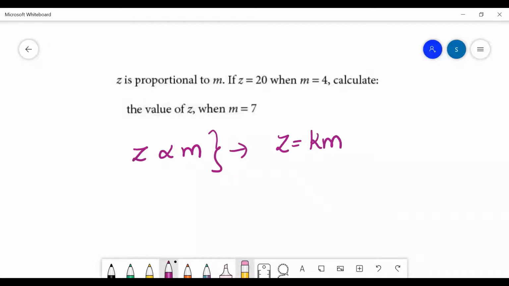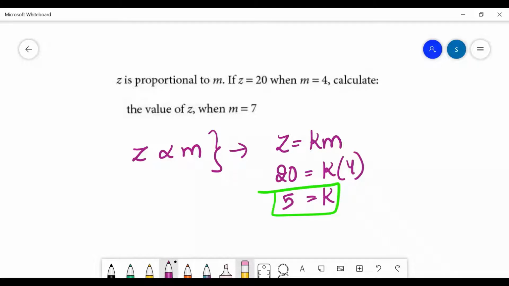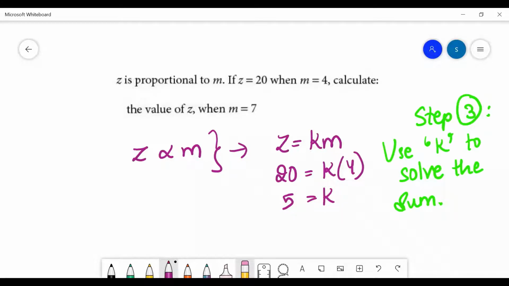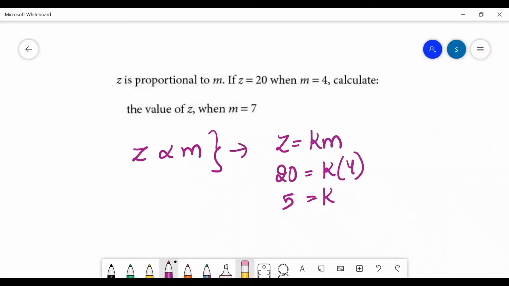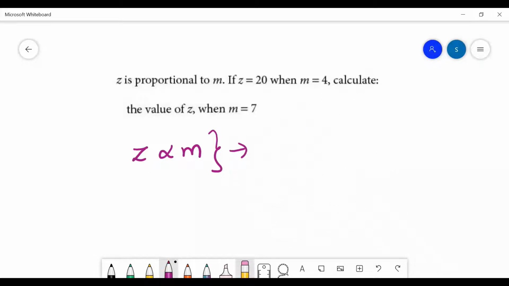So that's step 1. Step 2 is find the value of constant k. How do we find out the value here? It's already given in the question, z equal to 20 and m equal to 4. So let's just put it here: z equal to 20, k we don't know, we have to find out, m equal to 4. By solving this, we get 20 by 4, which is 5. So k equal to 5. Step 3 is use this value of k to solve the sum. Now that we got the value of k, let's use it to solve the sum. The question asks, find the value of z when m equal to 7.